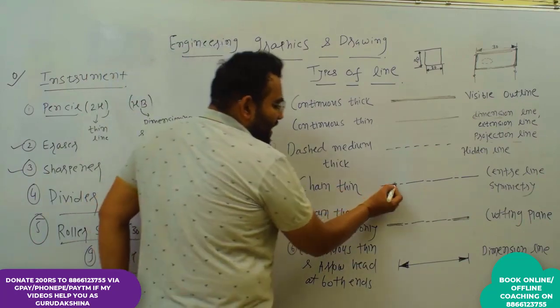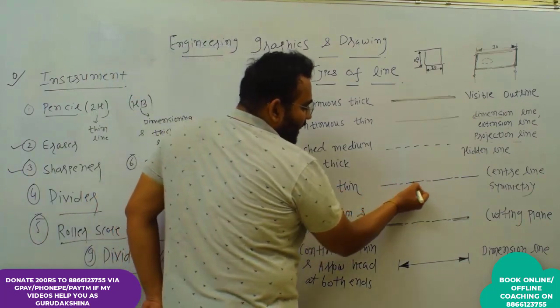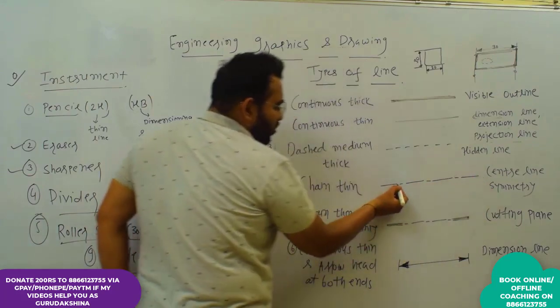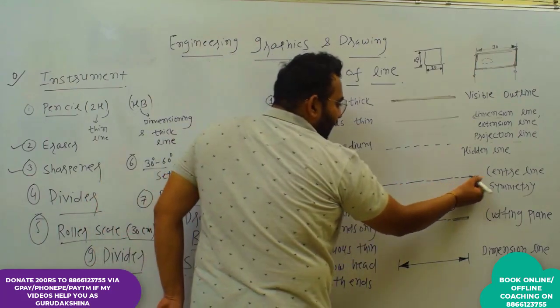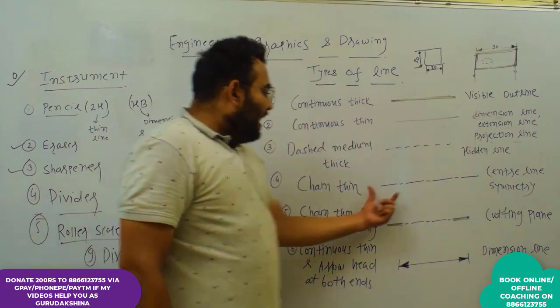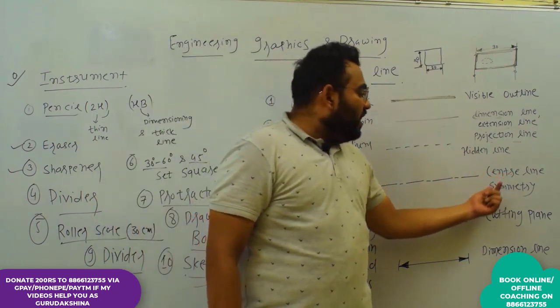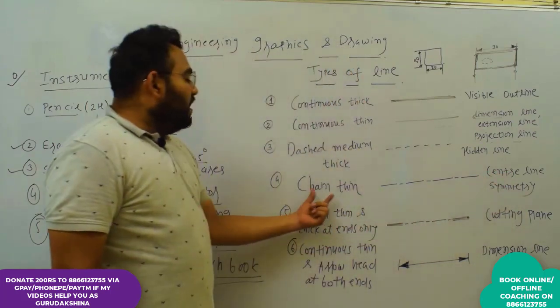Chain thin line is like this: big line, short line, big line, short line, big line, short line, big line. So you have to start with the big line and end with the big line. This line is known as a center line. So to show the center line or to show the symmetry, we will use chain thin line.